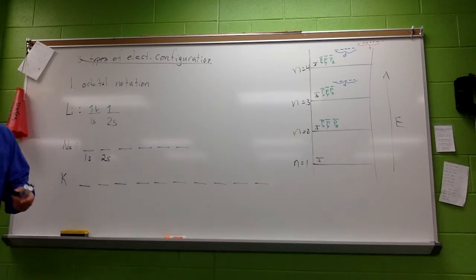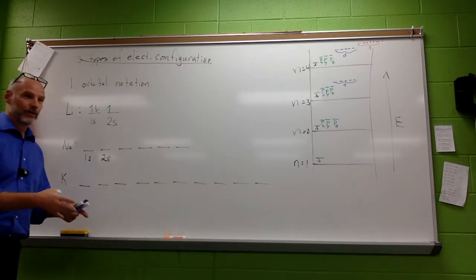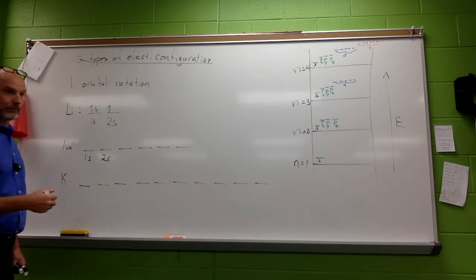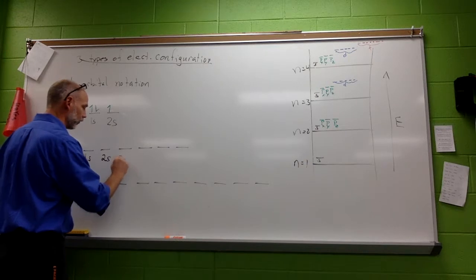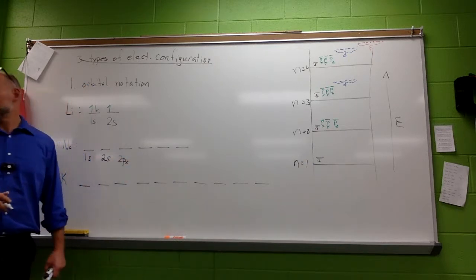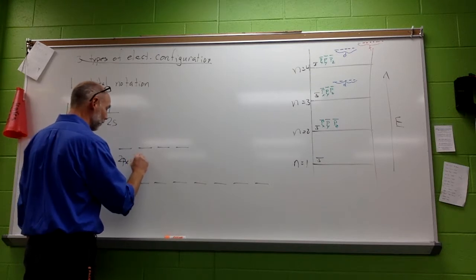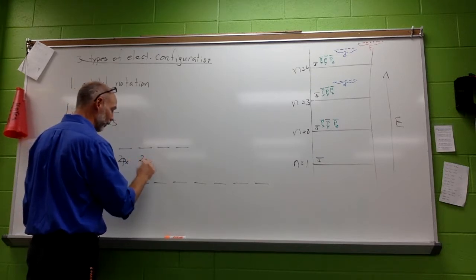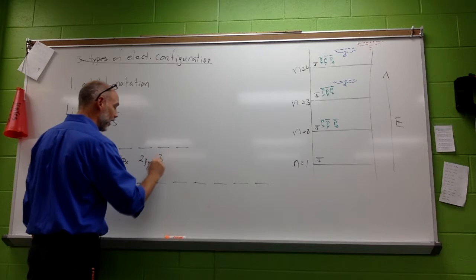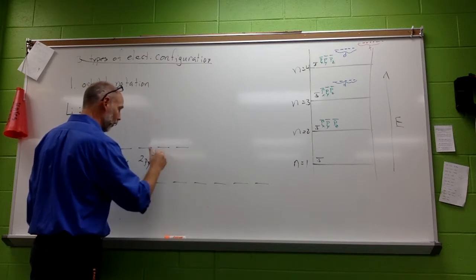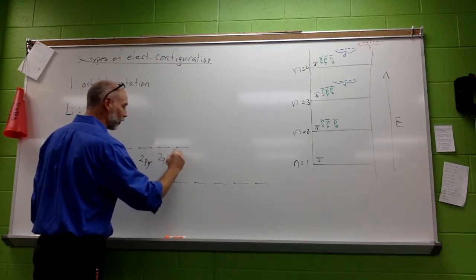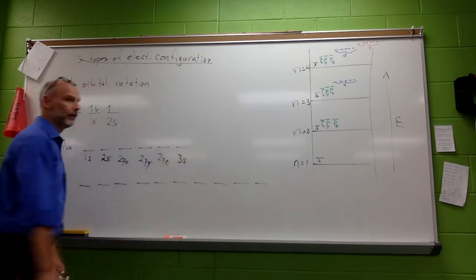Okay, if the electrons are trying to get as close to the nucleus as possible, what's the next orbital available? 2px, very good. What's the next orbital available? Everyone together now. And the next orbital available. And the next orbital. 2pz, and then the next orbital. Excellent. All right, there we go.